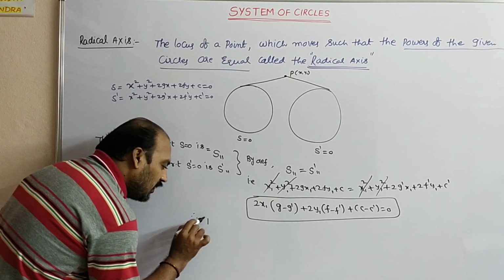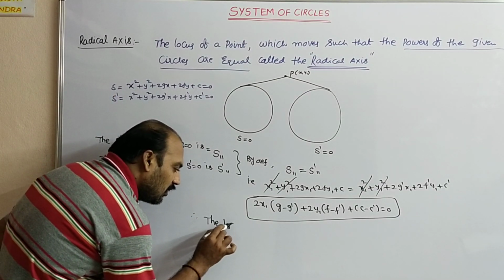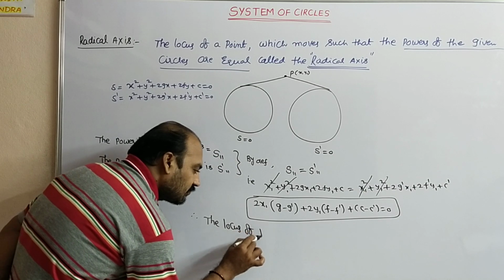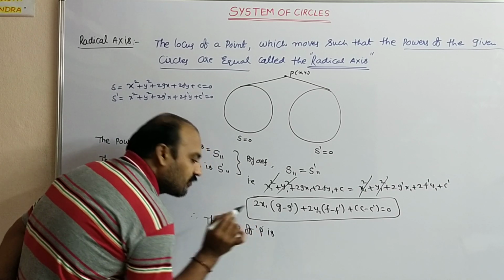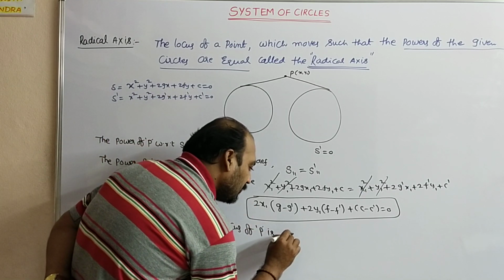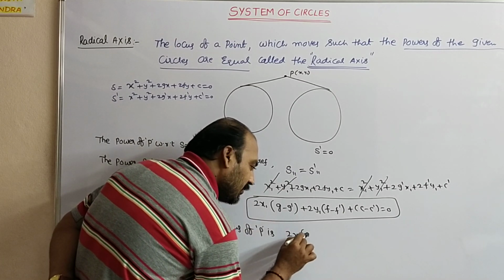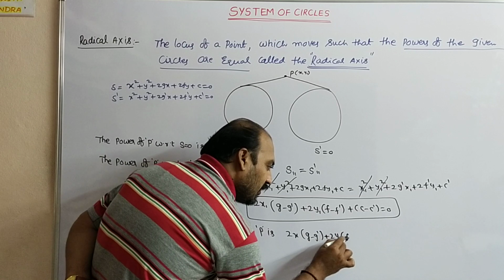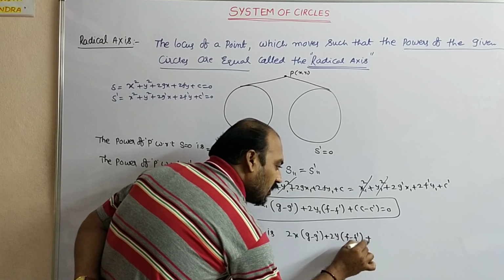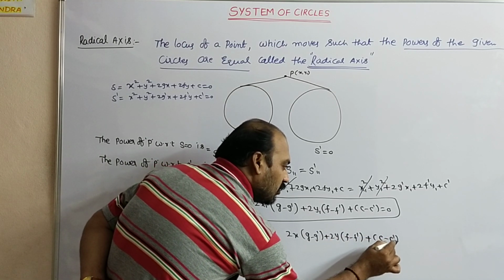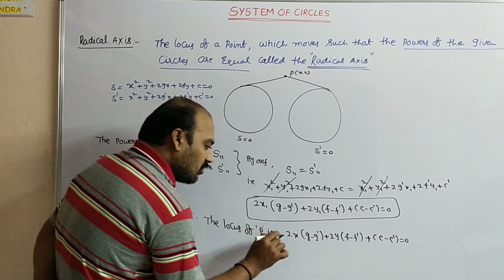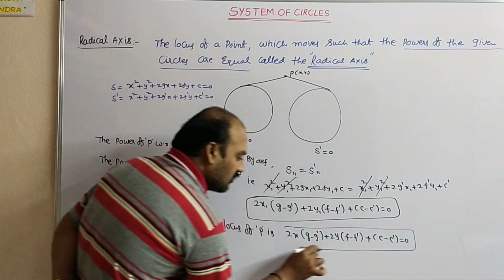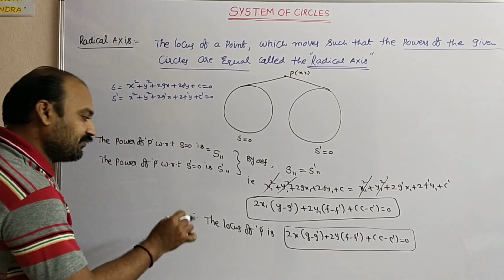Therefore the locus of P is 2x in place of x1, 2x into g minus g dash plus 2y into f minus f dash plus c minus c dash equal to 0. This is called the radical axis of two circles.